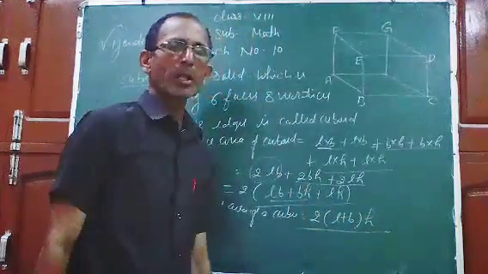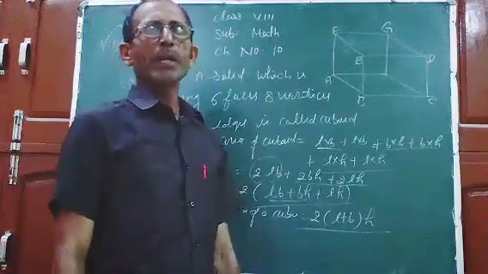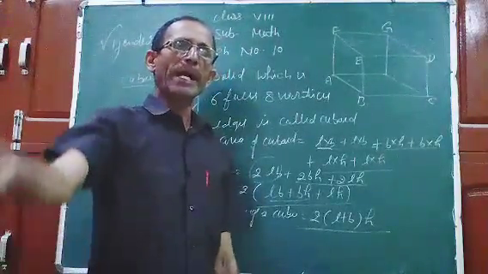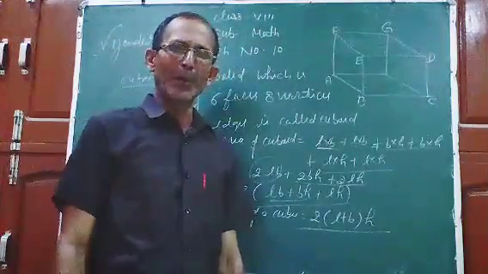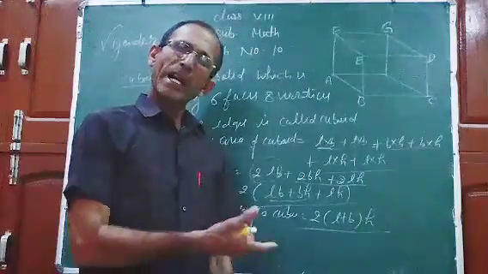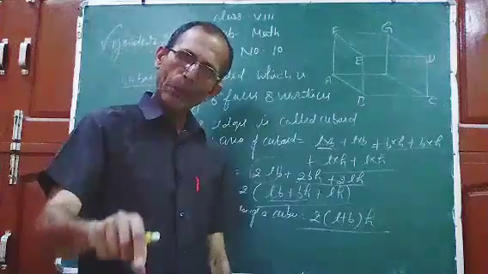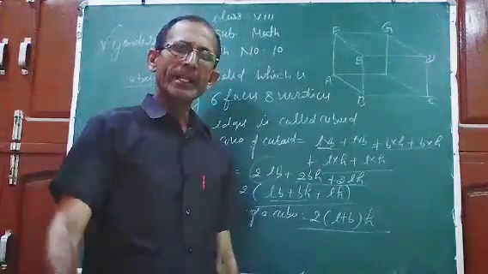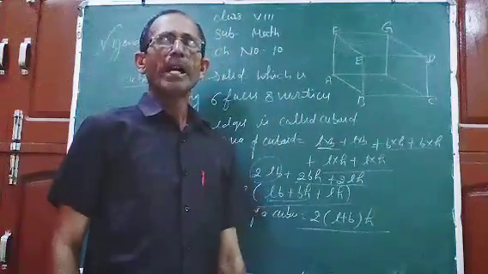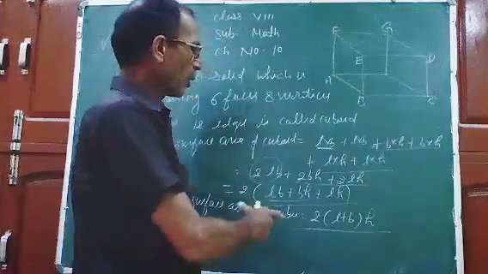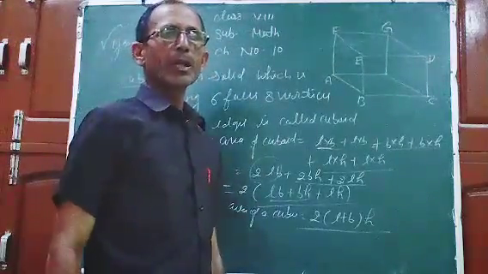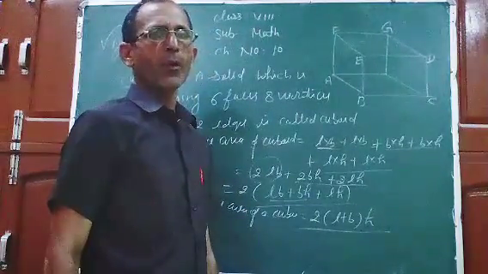So this is the lateral surface area of a cuboid, or you can use the same formula for finding the area of four walls. Lateral surface area of a cuboid is the same thing, because top, roof and the floor are not included. It means the area of four walls. So this is the formula for finding the lateral surface area of a cuboid.